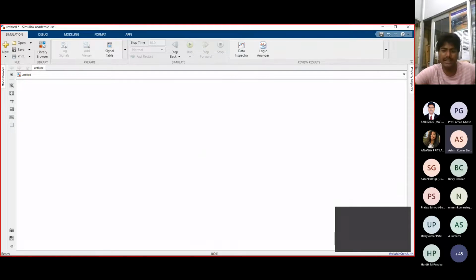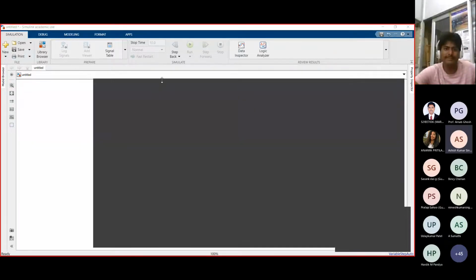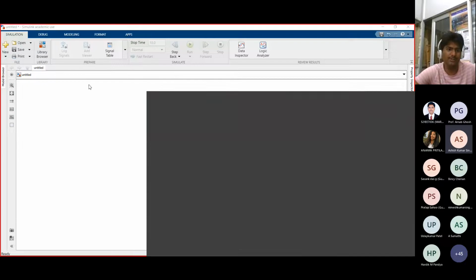This is the new model. Here, this is the list of components I will use in the simulation. First is the DC voltage source, universal bridge, and three-phase VI measurement. These are the components I will use.